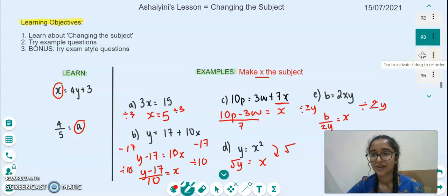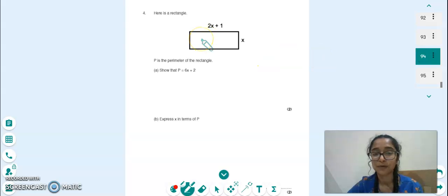Good. So let's try an example question I've pulled out from the paper. So question 4. Here is a rectangle. You can see that the short side is length x, the long side is length 2x plus 1. P is the perimeter of the rectangle. Now you need to show the examiner that P equals 6x plus 2. So I'm going to give you a couple of minutes to do that. Okay, good. So 2 minutes are over. So now I'm going to show you and see if you got it right.